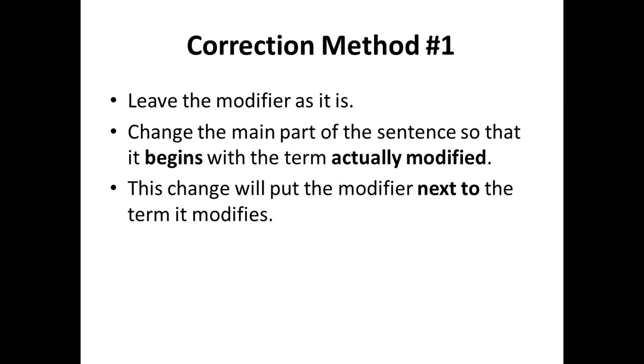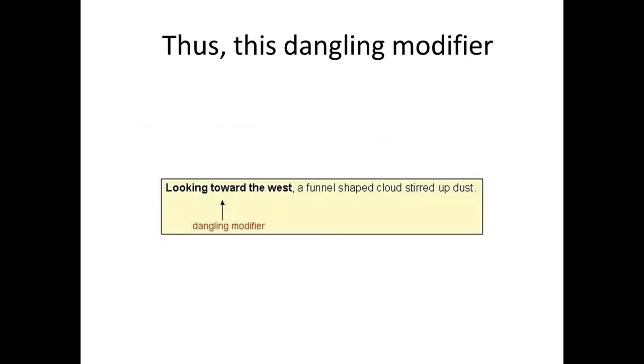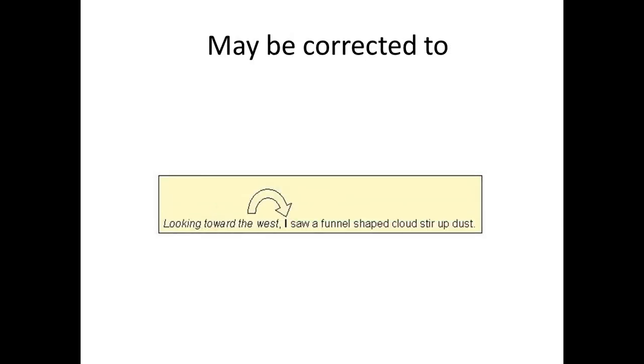One method of fixing a dangling modifier is to leave the modifier as it is and rewrite the main clause so that it begins with the subject being modified. Now look at the example. This is the dangling modifier: Looking toward the west, a funnel shaped cloud stirred up dust. As discussed earlier, this dangling modifier may be corrected to: Looking toward the west, I saw a funnel shaped cloud stir up dust.